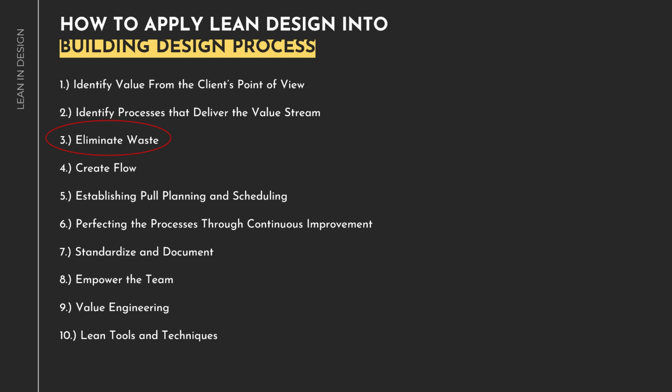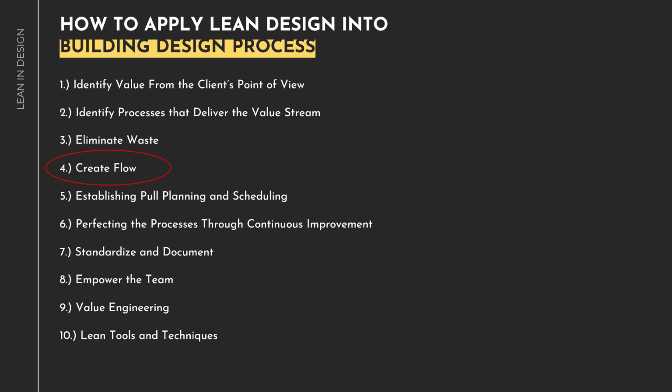Third, eliminate waste. That means identify and eliminate activities and processes that do not add value to the project. Common types of waste in the design process include over-processing, overproduction, and unnecessary iterations. Streamline decision-making processes to reduce delays and bottlenecks. For example, identify waste in the design process such as excessive revisions, unclear client requirements, or unnecessary meetings. Streamline the process to reduce this inefficiency.